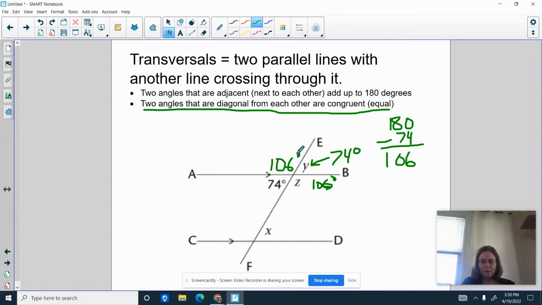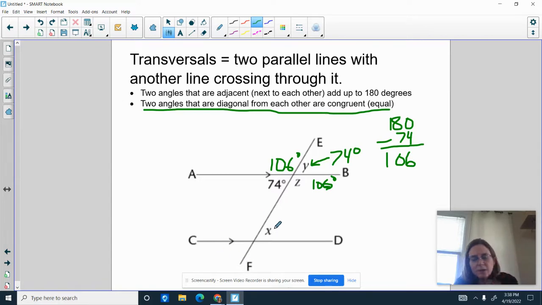Okay. Now, the other angles, we can also find the measurements of those. So we have acute angles and obtuse angles up above. The obtuse angles are 106. Those are the angles that are more than 90 degrees. That's what obtuse means. And then we have the acute angles, which are lower than 90 degrees, and those are 74 degrees.